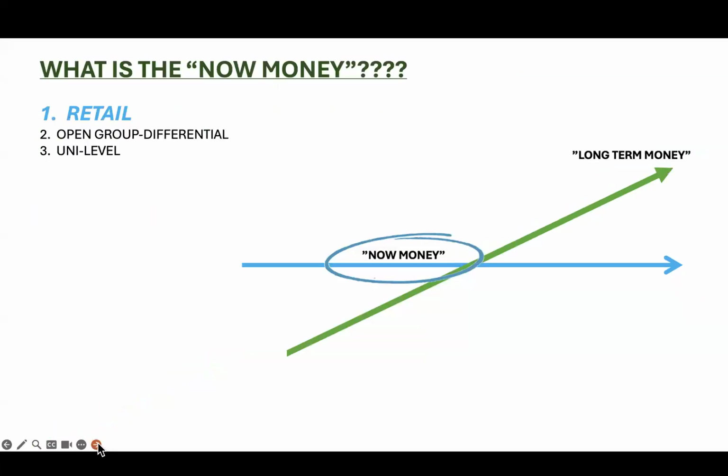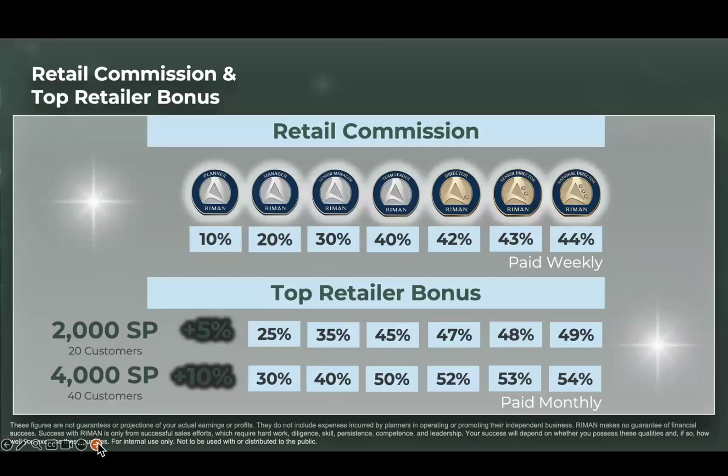Okay. So what is the now money? The first category is retail, right? You do the work, you get paid now, right?